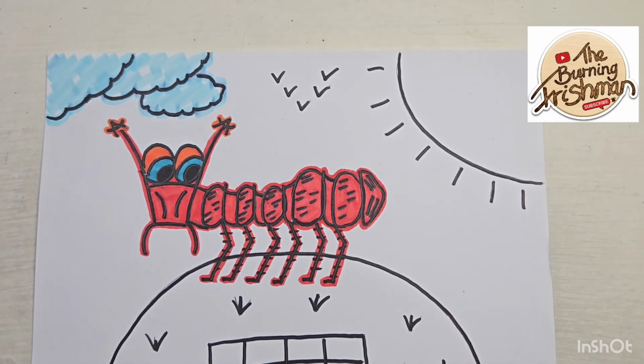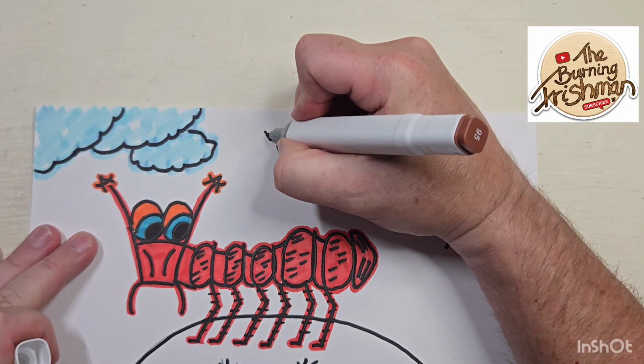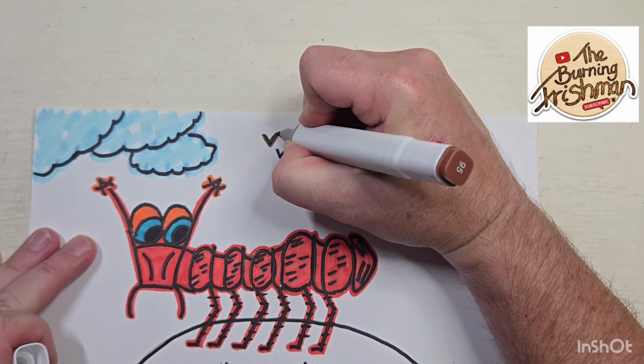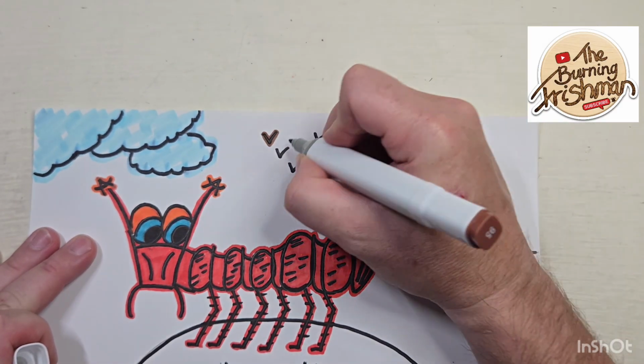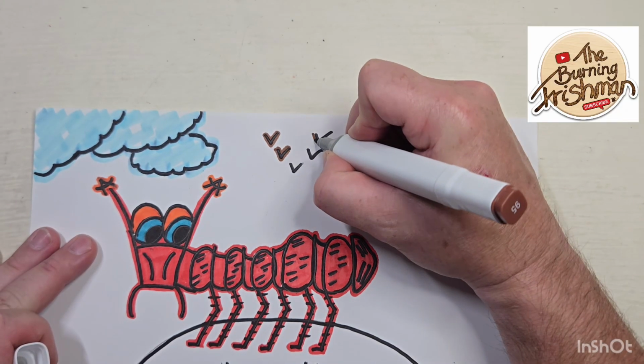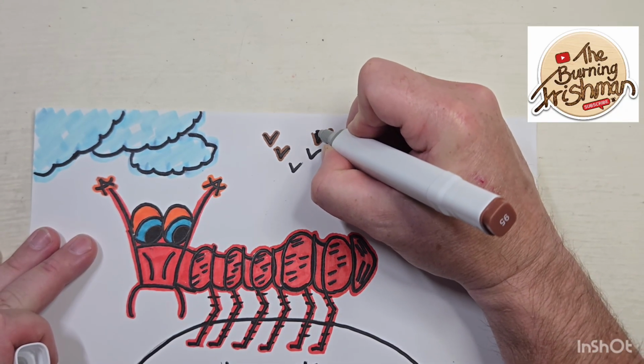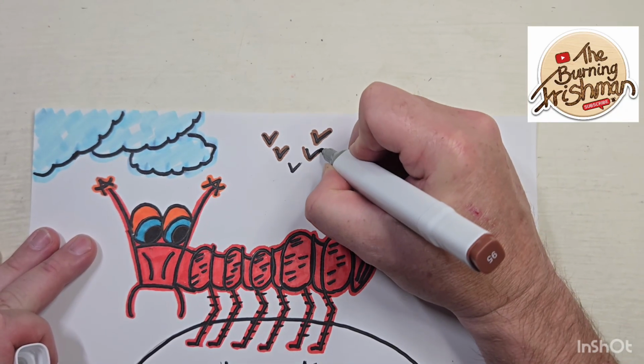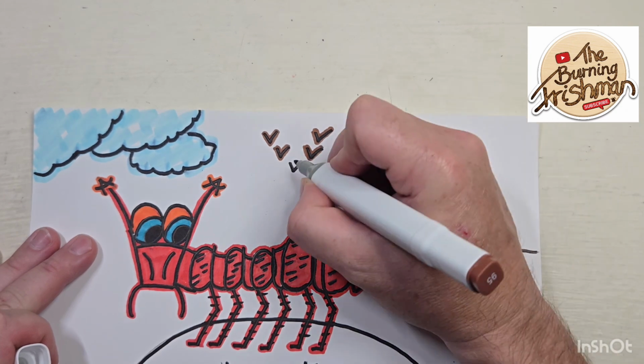Alright, so we got that. So I'm going to grab a brown. I'm going to go over our flying V birds in the background. Look at that, we did A's and B's today.